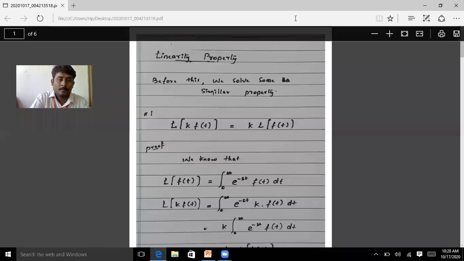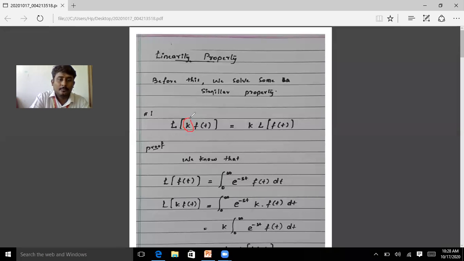Okay, a constant value multiplied by a function: the constant stays as it is, and the remaining is the Laplace transformation of the function. Okay, and proof. We know that the definition of Laplace transformation.